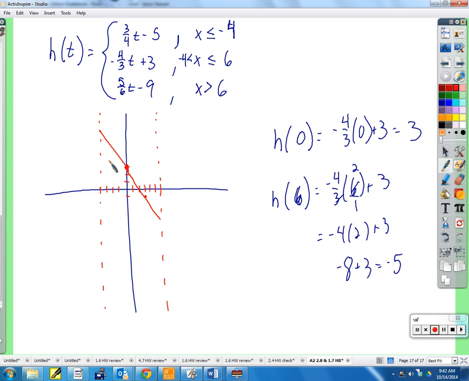Okay, and it stops, right? For x's that are less than negative 4, I don't use that function anymore. For x's that are bigger than 6, I don't use that function anymore. Do I put a closed circle or an open circle here? Closed, because when x is 6, that is the function that I use. But when x is negative 4, don't use that function for x is negative 4 exactly. When x is negative 4 exactly, use this function.